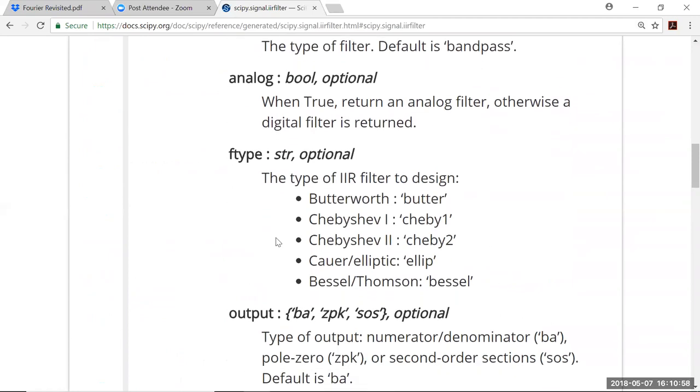Butterworth is the one we're talking about. But we got Chebyshev, Chebyshev 2, elliptic, and Bessel-Thomson. And if all you do is change it in the code from butter to one of these, it'll show you the Bode plot.